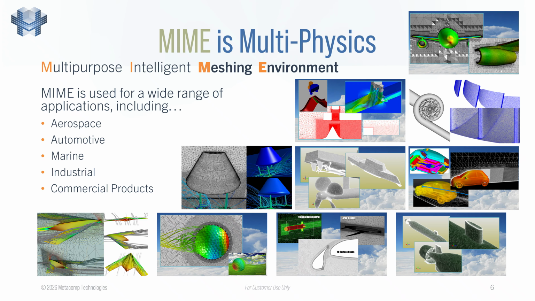Touching again on the multi-purpose nature of MIME, it is regularly used to support a wide variety of analysis types and application areas. This slide touches on some of these analysis types, which include the full speed range of aerodynamic simulations, coupled aeroelastic simulations, as well as reacting flows. MIME is used for various automotive simulations, marine and turbomachinery simulations, and for a variety of industrial processes and commercial product simulations.